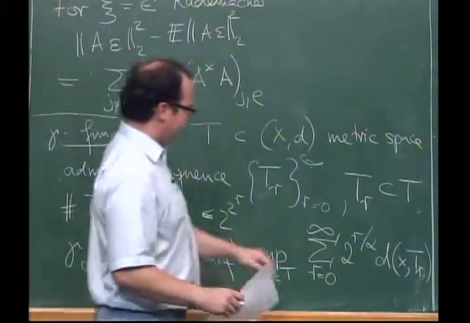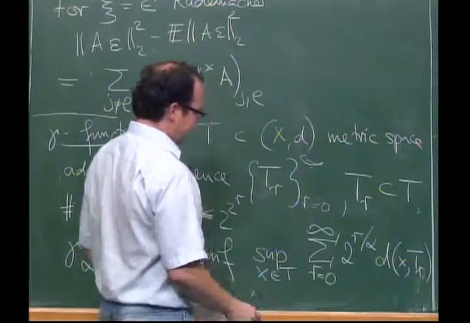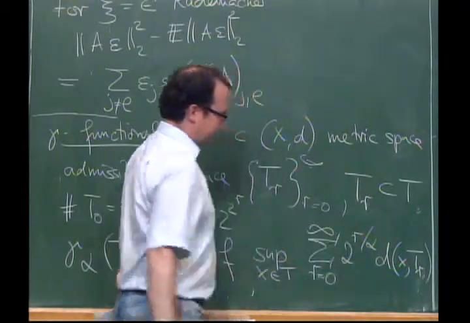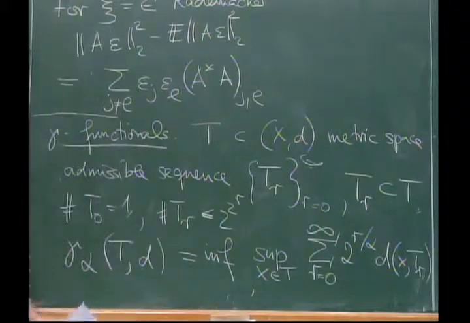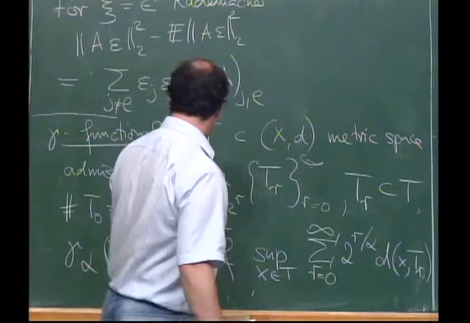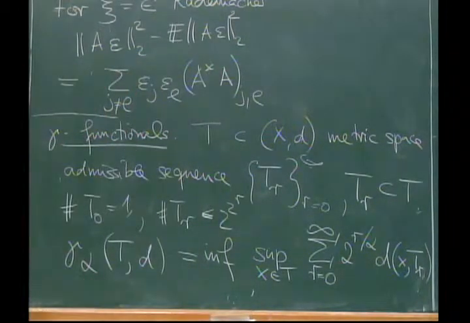And so it has to decrease at a certain rate so that you can kill this 2 to the R over alpha and the whole sum is still finite. So that's basically the idea. And so the smaller this quantity is, in some sense, the smaller the set is. And the parameter alpha gives a way of some sort of fine-tuning.